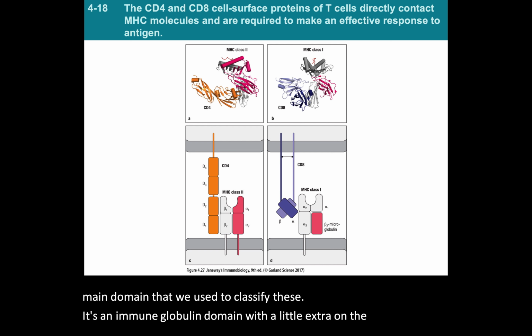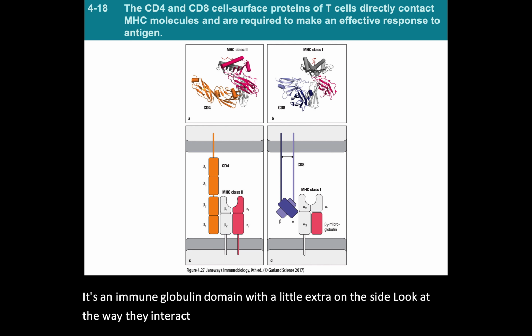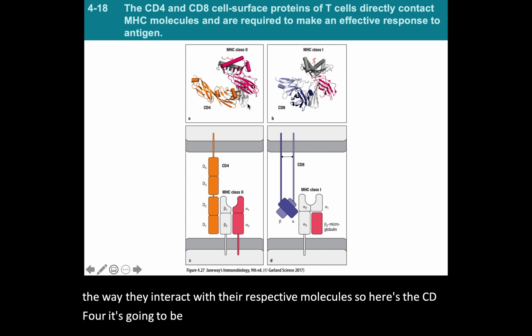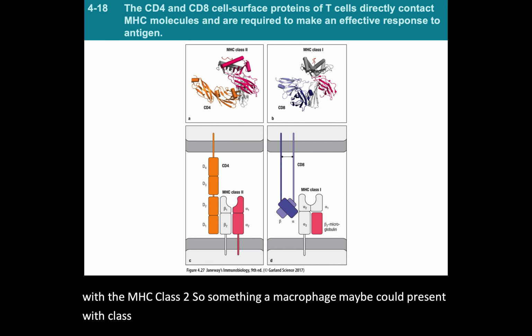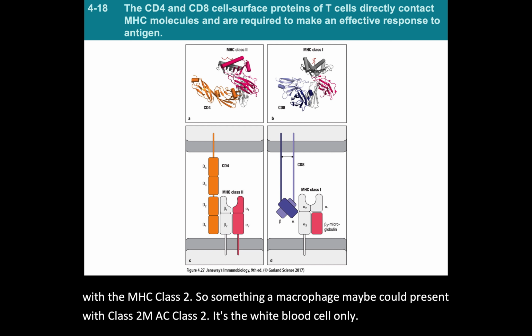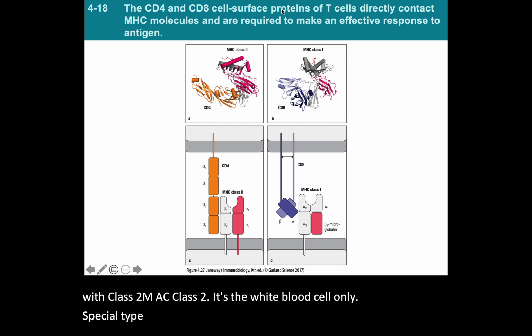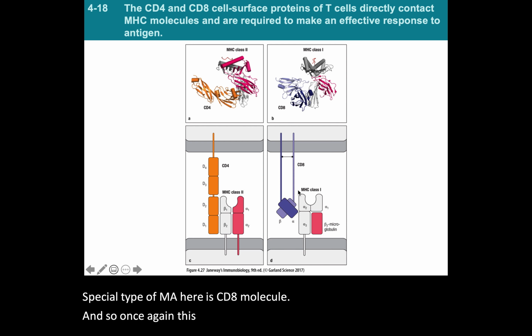Look at the way they interact with their respective molecules. So here's the CD4. It's going to be coming from the T cell, and it's going to interact with the MHC class 2. So something like a macrophage maybe could present with MHC class 2. It's the white blood cell only special type of MHC. Here is the CD8 molecule. And so once again, this is coming from the T cell. And it's going to bind to the side of the MHC class 1 molecule.